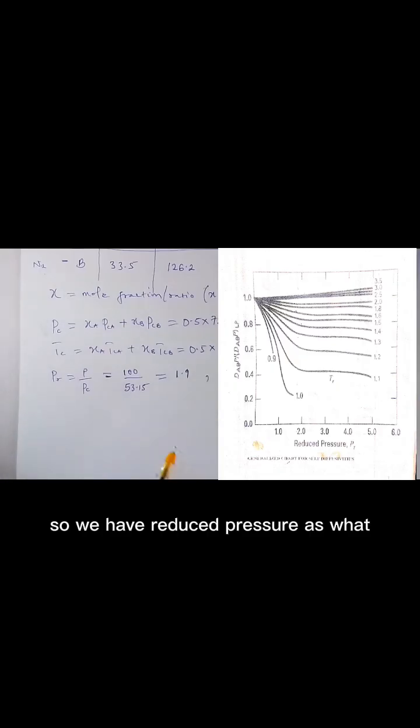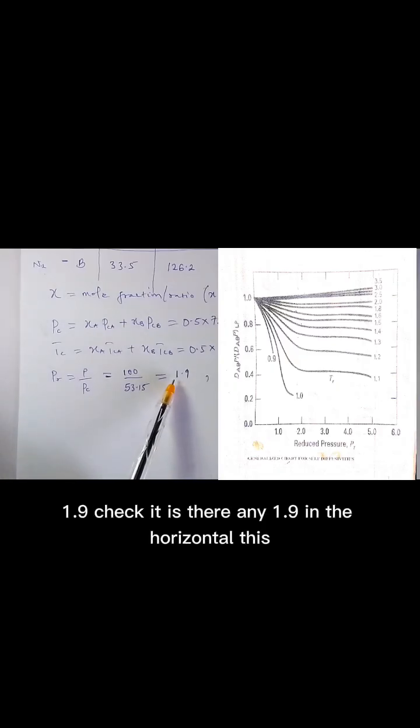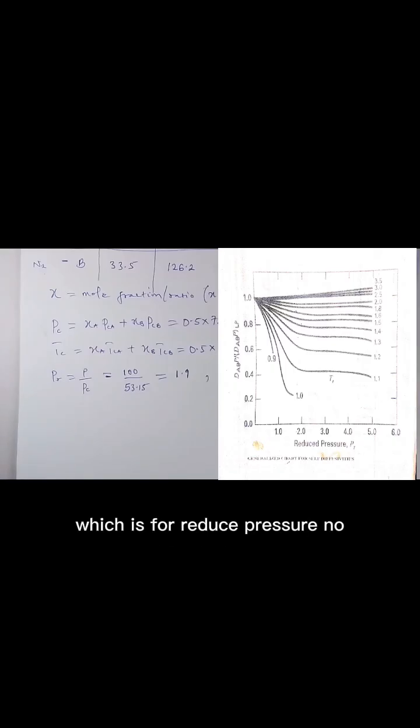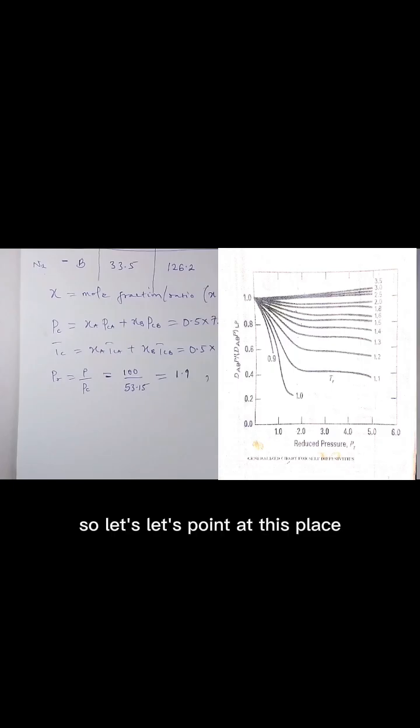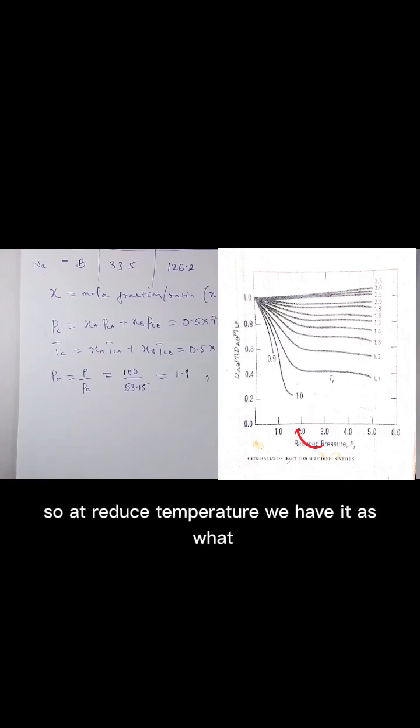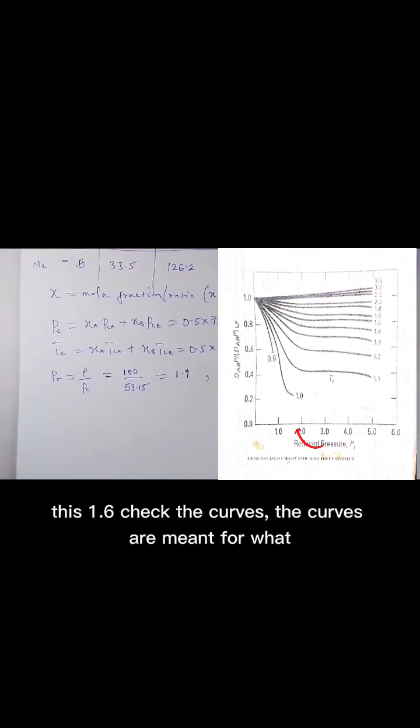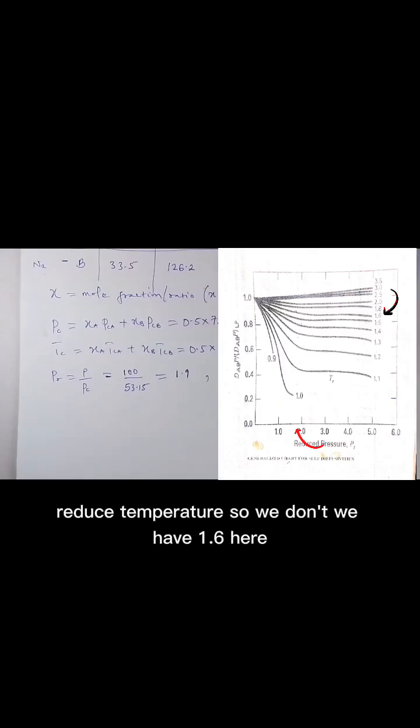So we have reduced pressure as 1.9. Check it. Is there any 1.9 on the horizontal axis, which is for reduced pressure? No, but it's between 1 and 2. Let's say it's very close to 2.0, so let's point at this place. At reduced temperature, we have 1.6. Check the curves; the curves are meant for reduced temperature. So we have 1.6 here.